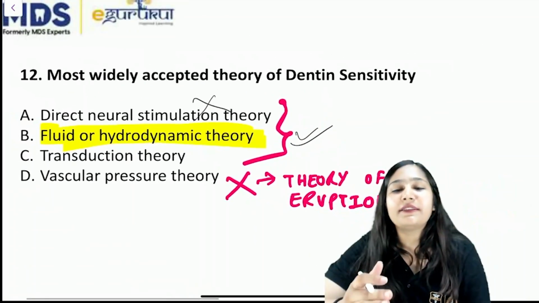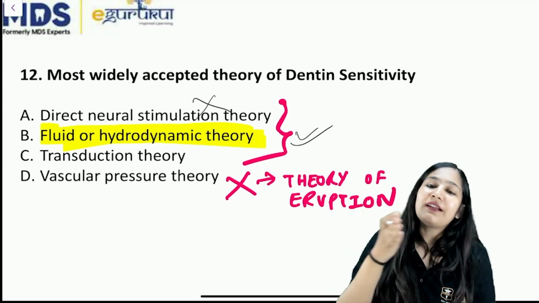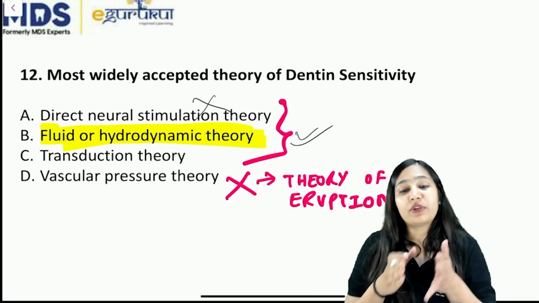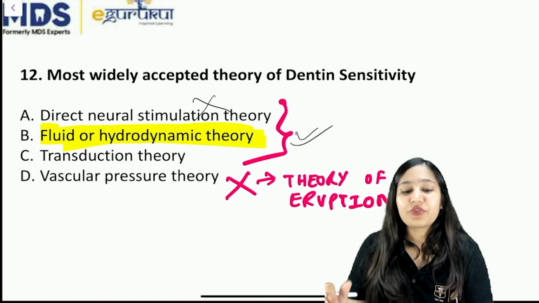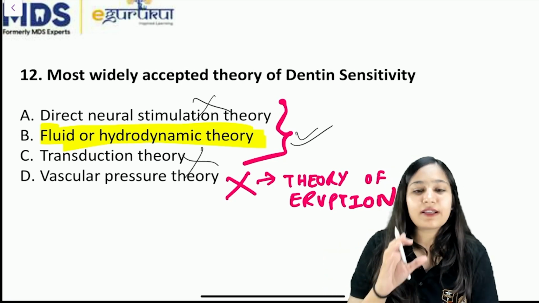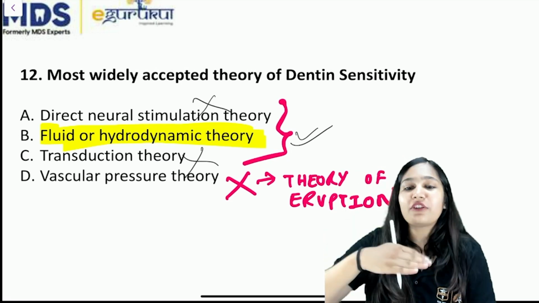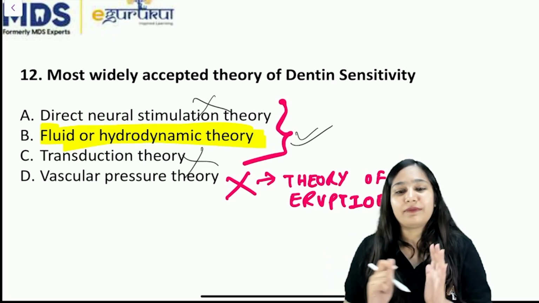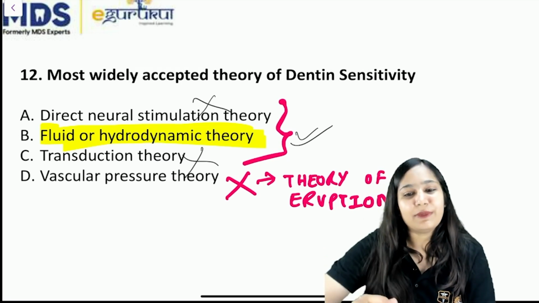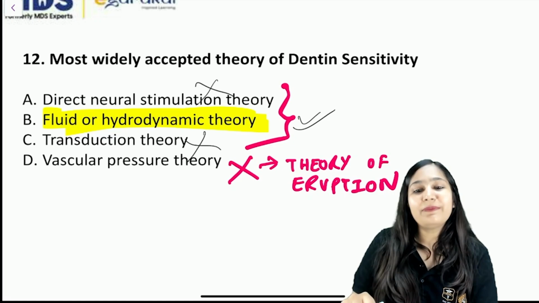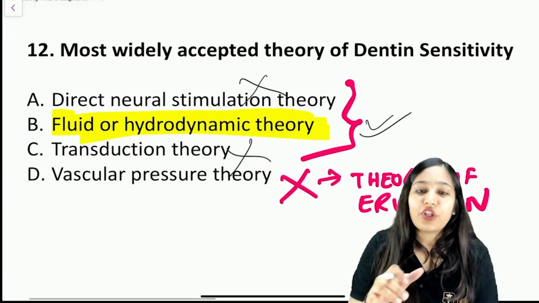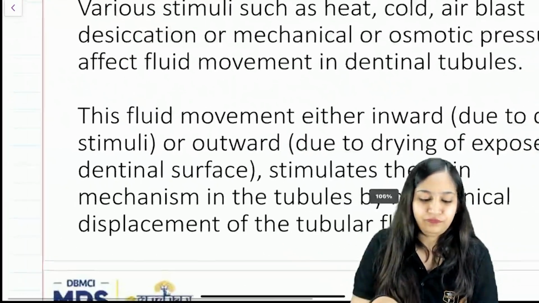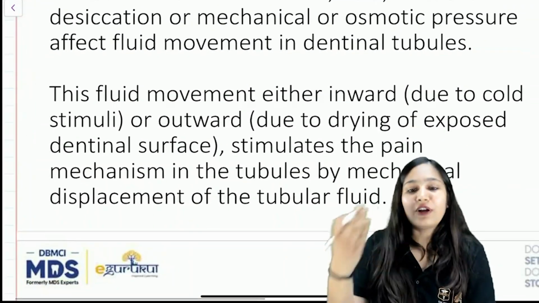In transduction theory, it is said that odontoblastic processes are stimulated and then they conduct the impulse to the nerve endings. But odontoblasts do not have neurotransmitter vesicles or synaptic junctions, so they cannot transmit the pain. So this theory is also not accepted. Only fluid or hydrodynamic theory is the current theory. Because of the movement of the fluid, the nerve fibers on the inner aspect of the dentin will be stimulated. So it doesn't require nerve fibers on the outer aspect of the dentin. That's why fluid or hydrodynamic theory is the widely accepted theory, because of the inward or outward movement of the fluid.